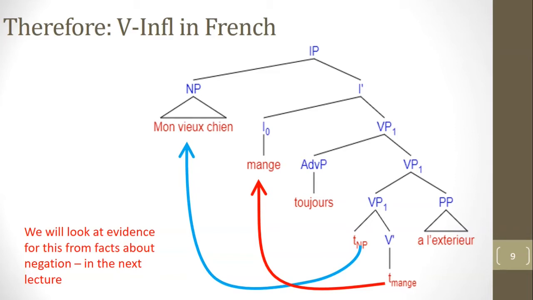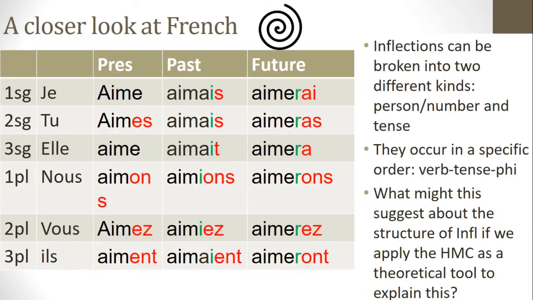The difference then between French and English lies only in the fact that in French the verb moves upwards and that in English inflections move downwards. So we are starting to be able to see both the similarities between languages and also being able to account for the differences. Let's take a closer look at French.